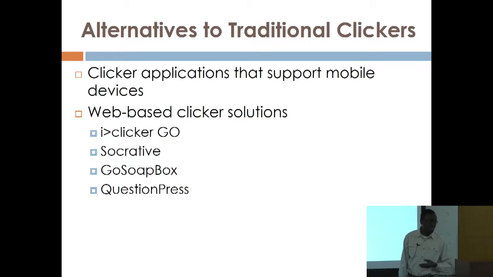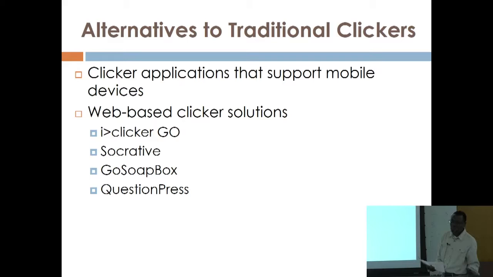However, there are alternatives to the traditional style of holding a handheld device, because a handheld device could be expensive, and students could forget them. We have web-based solutions like Socrative, Go Soapbox, and they could do a host of other things. Some of these can also support students with apps that you can install on your phone, so you could have students use their phones instead of having to buy a dedicated device for that purpose.